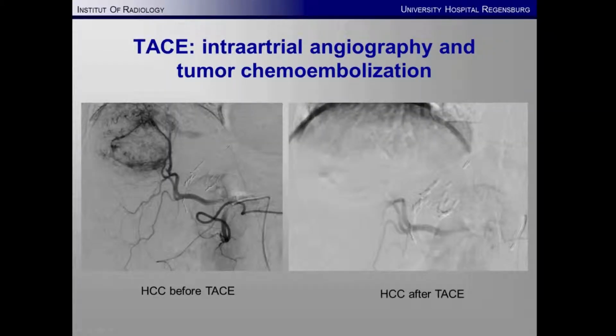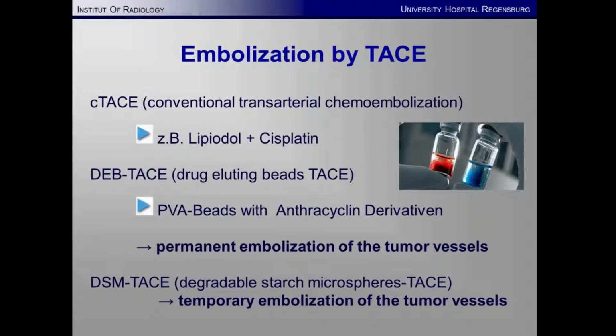The next step is that we now have an exact view over the segment of the HCC lesion. We know which are the tumor vessels and how we have to embolize them to reach a complete devascularization in this case. And this is the advantage of CEUS for planning, monitoring, and follow-up of TACE.